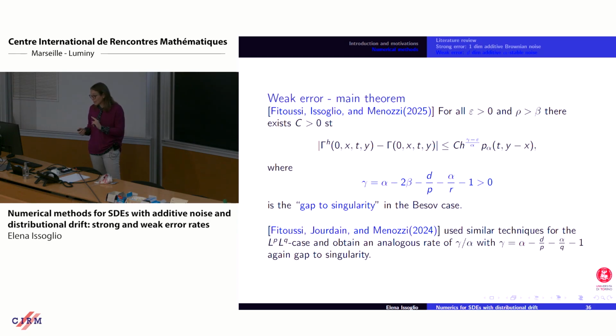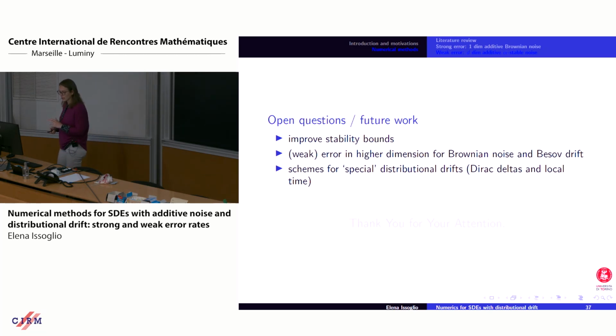And this was, by the way, the same rate that was found by Matisse, Jordan, and Menozzi in the LPLQ case. They found gamma over alpha, with gamma the gap to singularity. So same. Okay, and I will stop here.